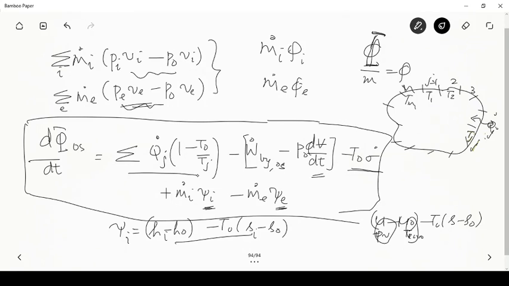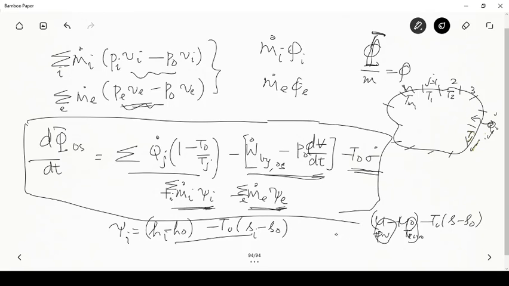So this is the exergy inflow due to heat transfer. This is the exergy outflow due to work transfer out. This is the exergy destruction. This is the exergy inflow due to mass coming in, and this is the exergy outflow due to mass going out. If there are multiple inputs and outputs, this will be a summation over i, and this will be a summation over e, and that makes the equation more general.